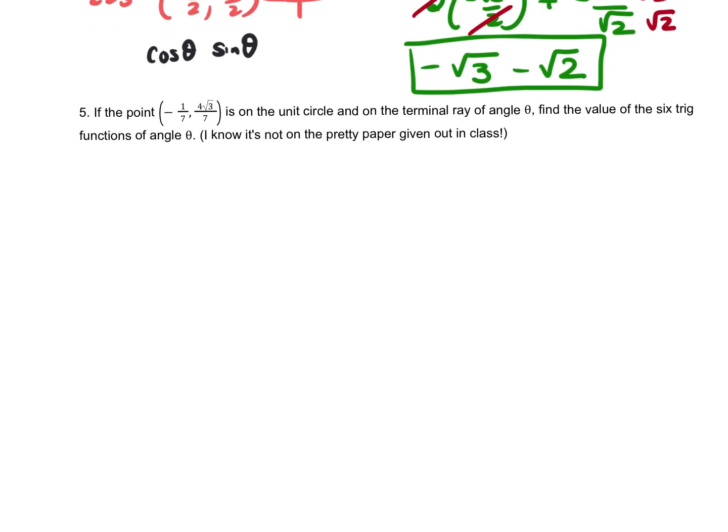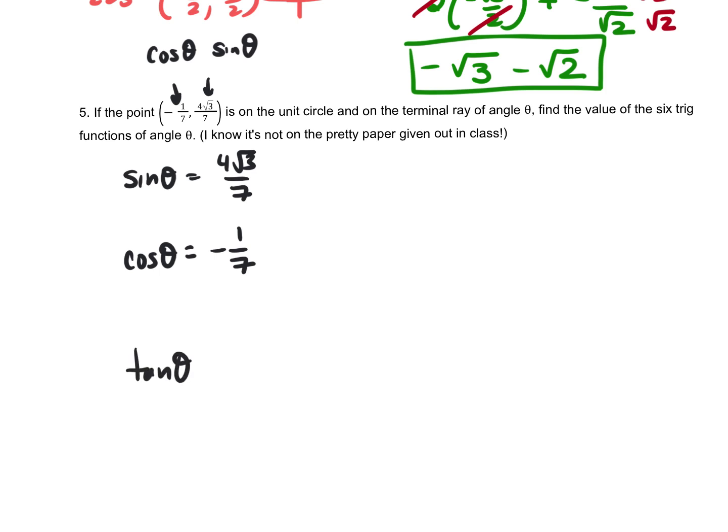So if you recall, we know that sine is the y coordinate, right? So this is sine, so it's just literally 4 radical 3 over 7. Even though it's not one of these nice points, you can still use a point given. The cosine would be the x, so that's negative 1 over 7. And the tangent, remember, tangent in the unit circle is y over x.